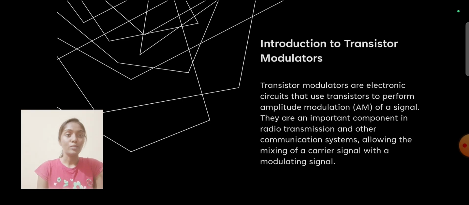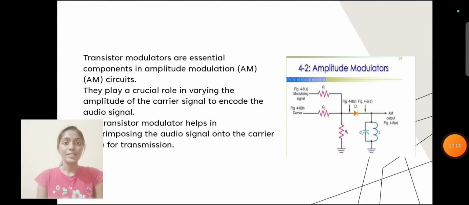Introduction to transistor modulators. Transistor modulators are electronic circuits that use transistors to perform amplitude modulation of a signal. They are an important component in radio transmission and other communication systems, allowing the mixing of a carrier signal with a modulating signal. Transistor modulators are essential components in amplitude modulation circuits.